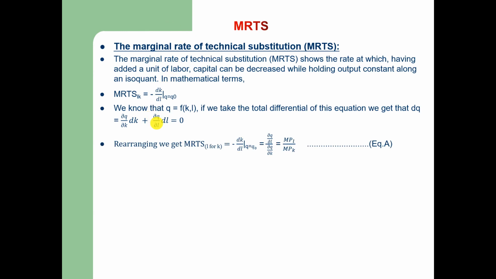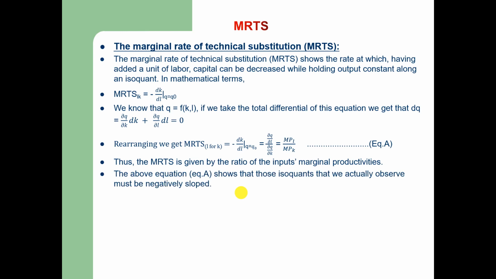So if we rearrange this, we get the marginal rate of technical substitution is ultimately equal to the ratio of the marginal productivity of labor divided by marginal productivity of capital, and this is also equal to the negative of dK over dL while holding the output constant. As I mentioned, therefore, the marginal rate of technical substitution is given by the ratio of the two inputs' marginal productivities, that is marginal productivity of labor and marginal productivity of capital.